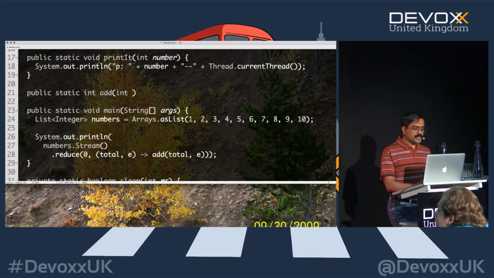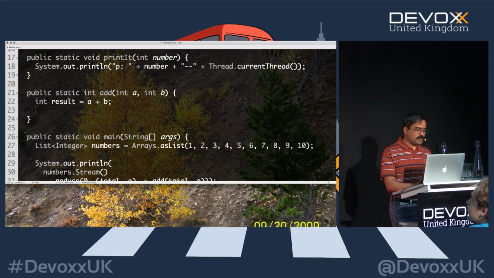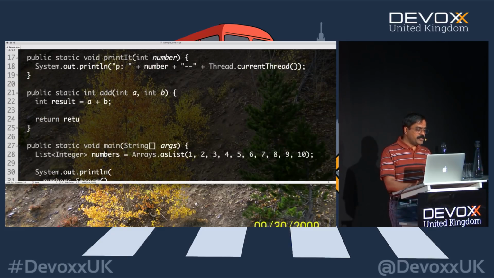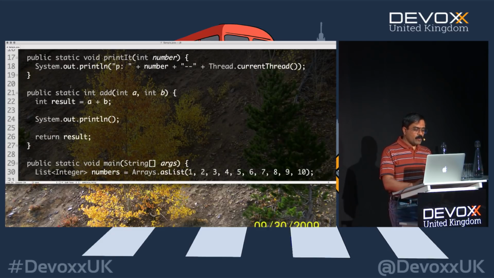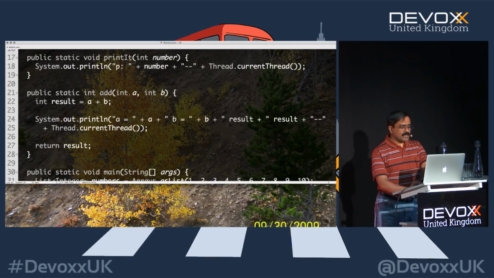So we'll take an add, we will say this is A and B, and what I'll do here is say result is equal to A plus B. I will return the result, but before I do, I will go ahead and print out right here. Let's say output A is equal to the given value A, plus B is equal to the given value B, plus result is equal to the result over here, and then plus Thread.currentThread. So I'm going to display the A value, the B value, and the result, and return it.